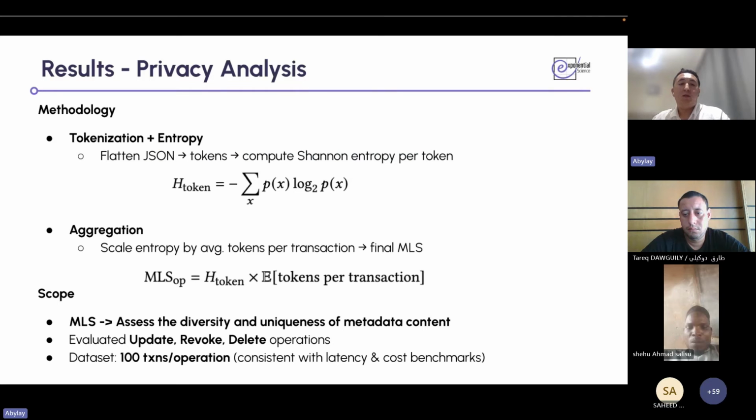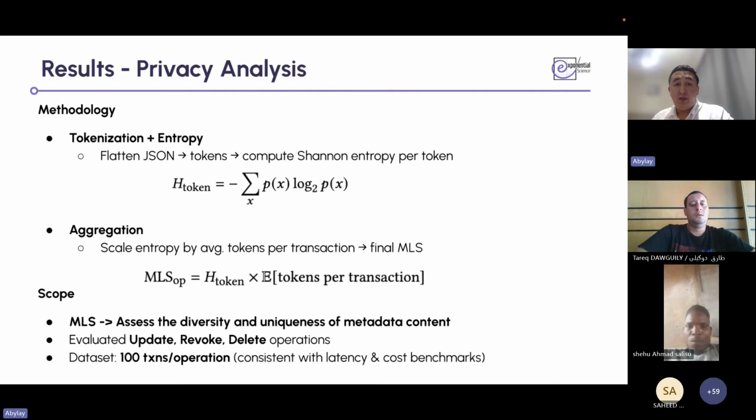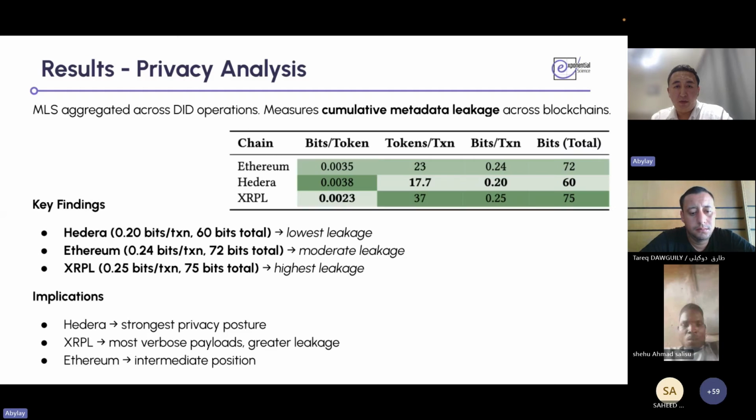What we did was tokenize this JSON metadata for 100 transactions and compute the Shannon entropy per token. Then we aggregated this by average tokens per transaction, which gives us the metadata leakage score for each operation, or each transaction. MLS assesses the diversity and uniqueness of metadata content, as I said, and we did it for on-chain operations like update, revoke, and delete operations, to be consistent with the latency and cost benchmarks.